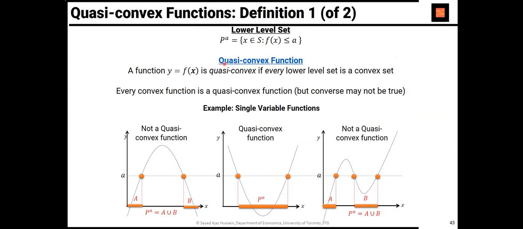Quasi-convex looks at lower level sets. A function is quasi-convex if every lower level set is a convex set. Is this lower level set a convex set? No, cannot be a quasi-convex function. Is this lower level set a convex set? Yes, it is a quasi-convex function. Is this lower level set a convex set? No, it's not a quasi-convex function.